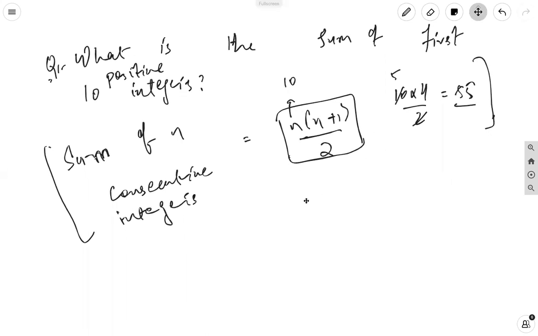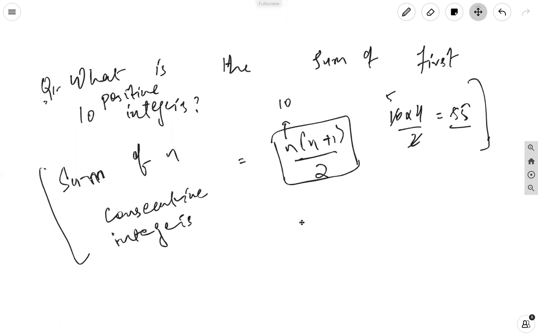Noted? Shall I move forward? This formula is for the sum of the first positive integers, starting from 1, consecutive. Suppose I have integers from 2 to 11. Then the formula stays the same, but you have to start from 1.